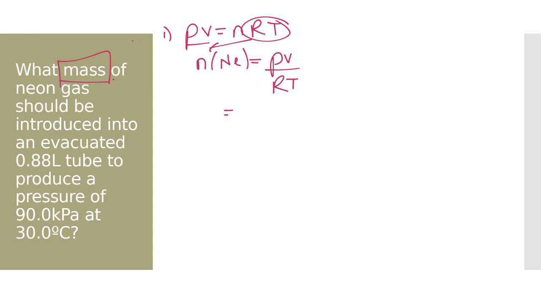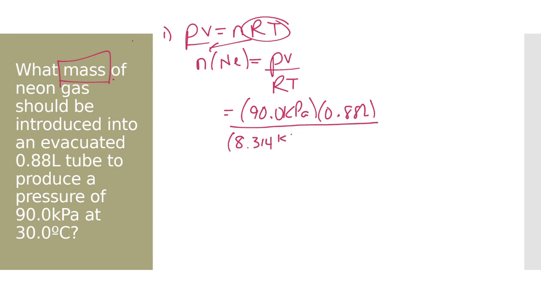We're going to sub in what we know. So we know that it's 90 kPa, and that's the unit that I need. My volume is supposed to be in liters, and it is 0.88. And again, these units are specific because of the gas constant. So R is 8.314 kPa-L over mol-K. It works. Trust me, you're going to say it to yourself. And then you're going to multiply by the temperature. So I have 30 degrees. I'm going to add on 273. That gives me 303 Kelvin.